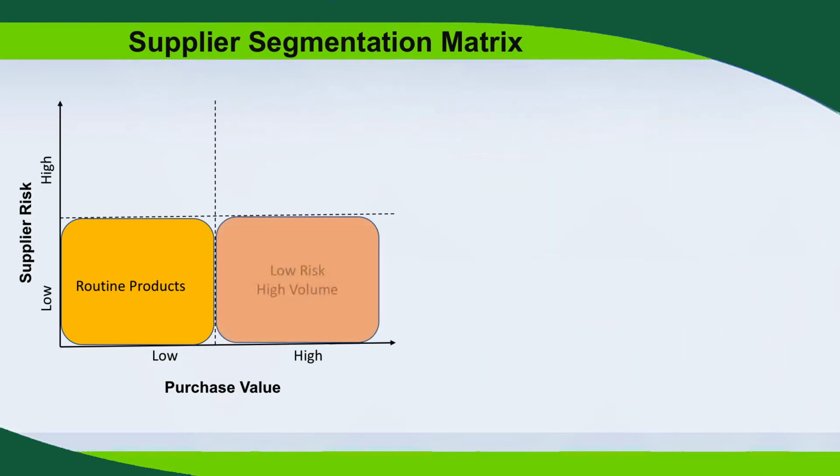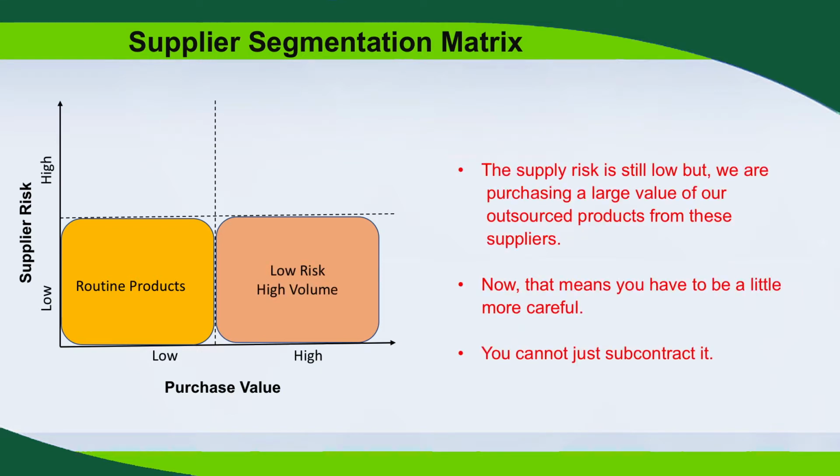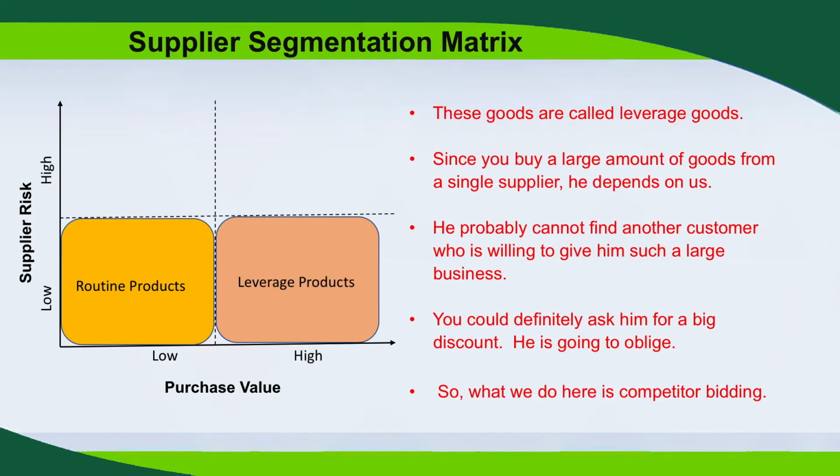Now here, the supply risk is still low, but we are purchasing a large value of our outsourced products from these suppliers. Now that means you have to be a little more careful. You can't just subcontract it. These goods are called leverage goods. Since we buy a large amount of goods from a single supplier, he depends on us. He probably cannot find another customer who is willing to give him such a large business. You could definitely ask him for a big discount. He is going to oblige. So, what we do here is competitive bidding. Get 3-4 people to bid so you can get the lowest price. Remember, he depends on us.